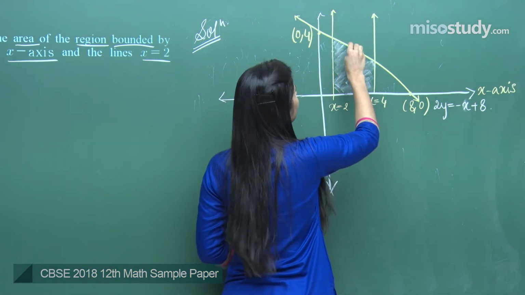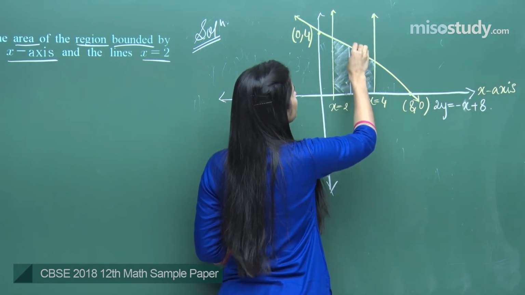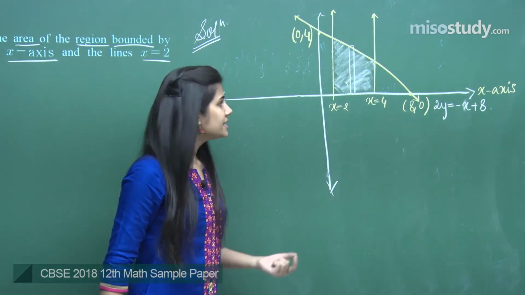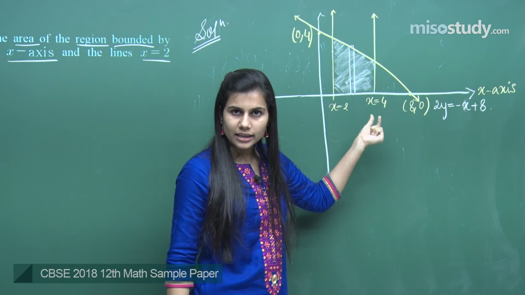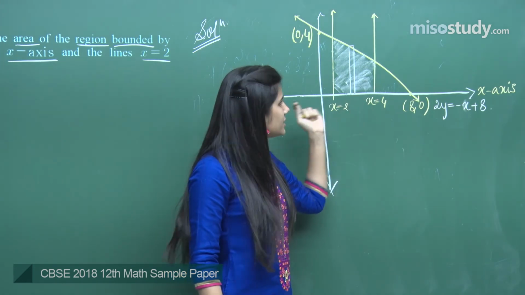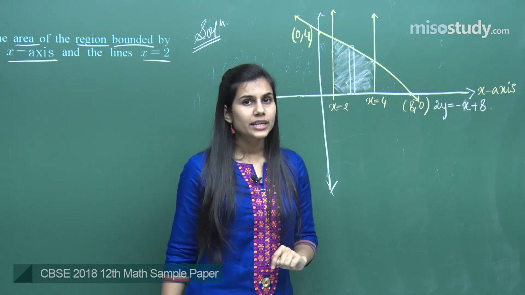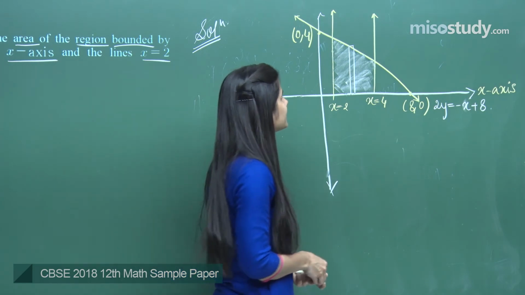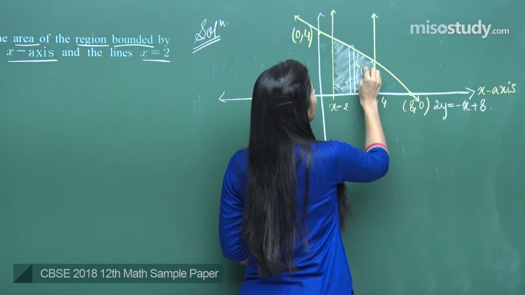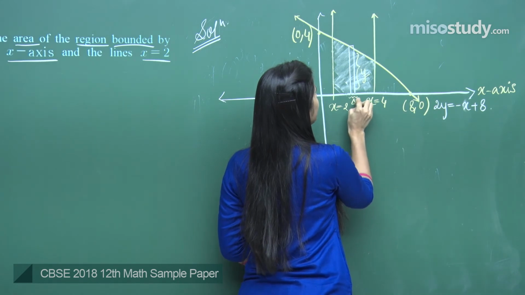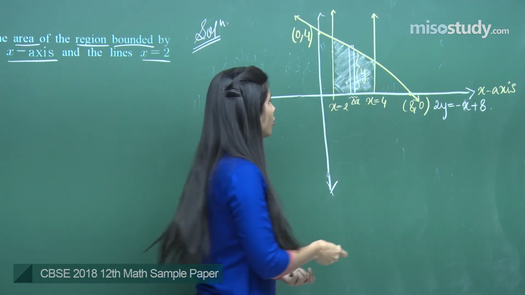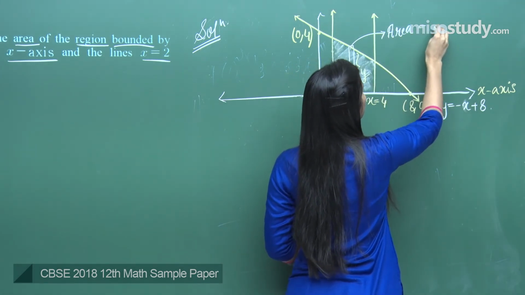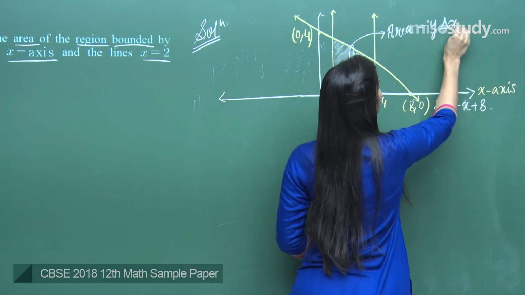So if this shaded region is sliced into rectangles, you can see that if I slice this into rectangle, the lower end of the rectangle touches the x-axis and the upper end of the rectangle touches the line 2y equals minus x plus 8. This means the length will be y and the breadth will be delta x. And so the area of this rectangle will be length into breadth.